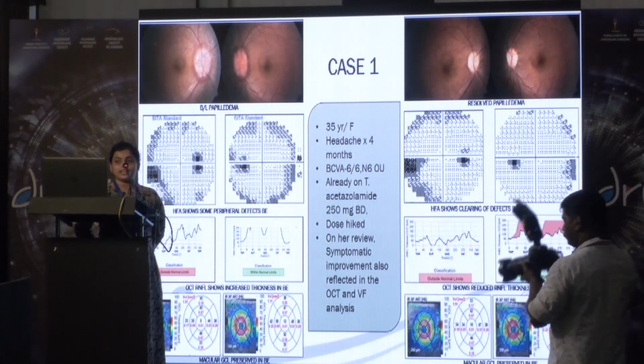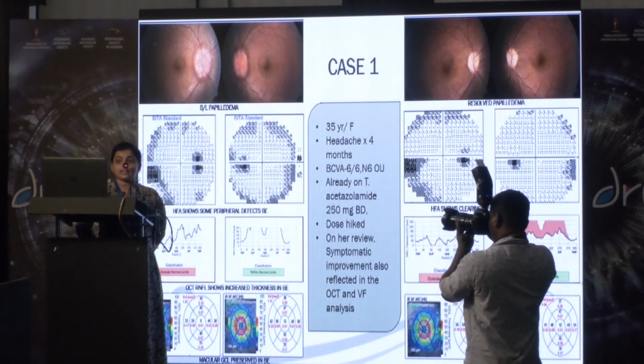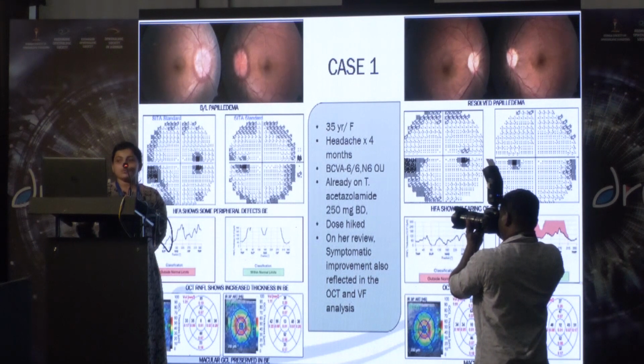Based on her OCT findings, the tab acetazolamide dosage was hiked, and on her review, there was symptomatic improvement which is reflected well in her OCT and visual field analysis. And on review, the papilledema resolved and HFA showed clearing of defects in both eyes, and OCT showed reduced RNFL thickness in both eyes with preservation of macular GCL.